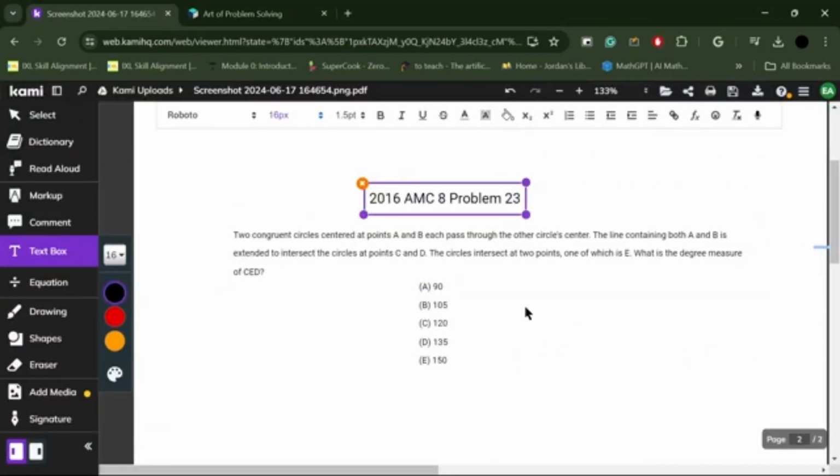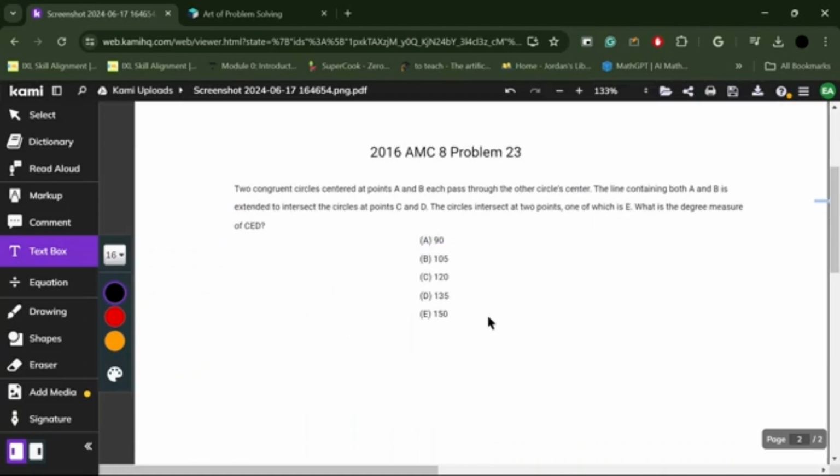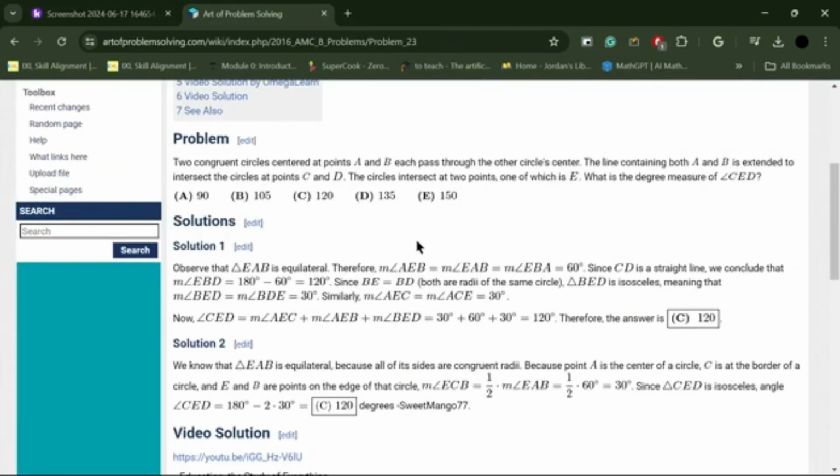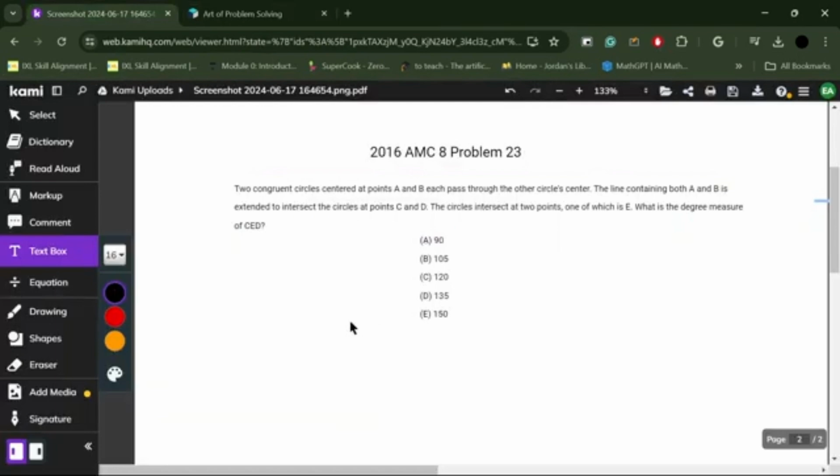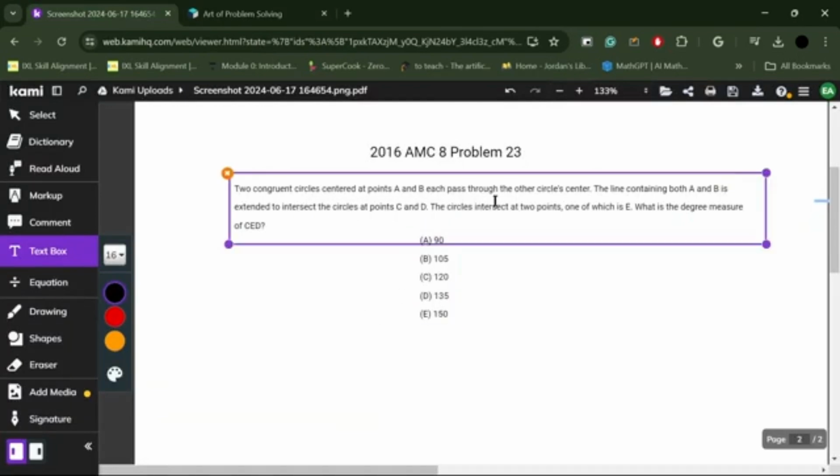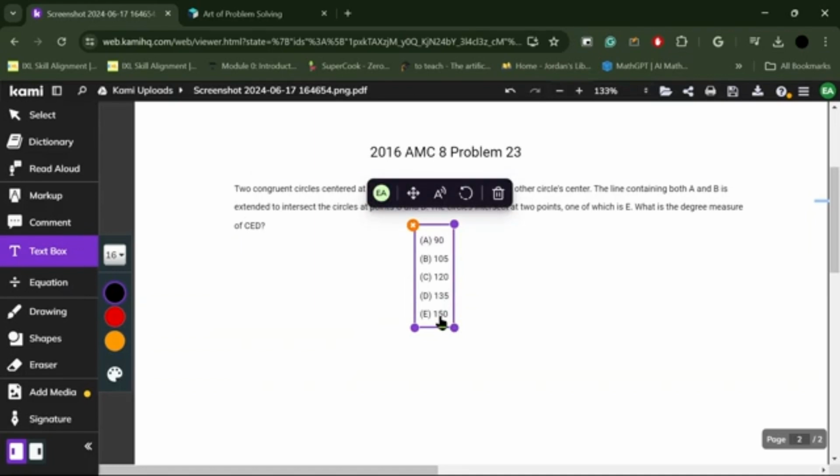So, 2 congruent circles centered at points A and B each pass through the other circle's center. The line containing both A and B is extended to intersect the circles at points C and D. The circles intersect at 2 points, one of which is E. What is the degree measure of CED? One thing you also notice in this, they didn't draw it out. I think it's important to draw it out so that you can visualize. So, our choices are 90, 105, 120, 135, and 150.